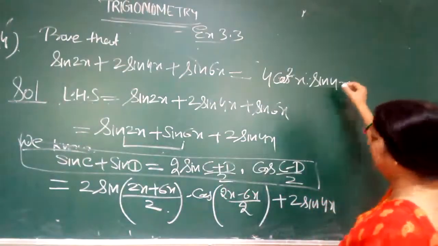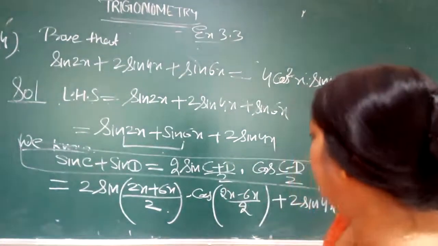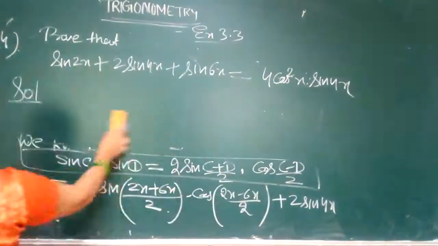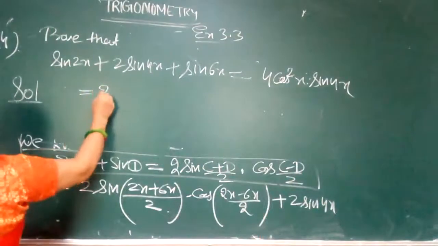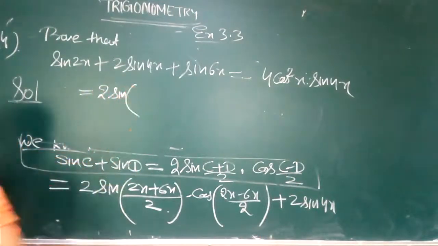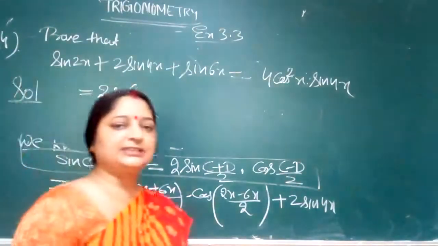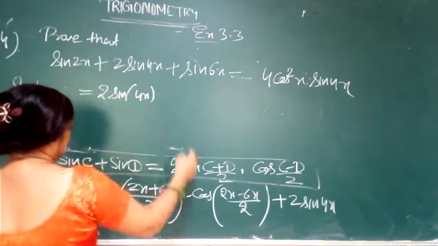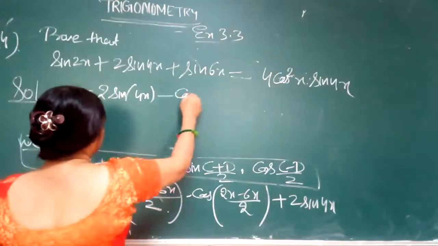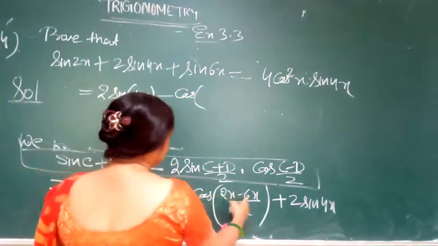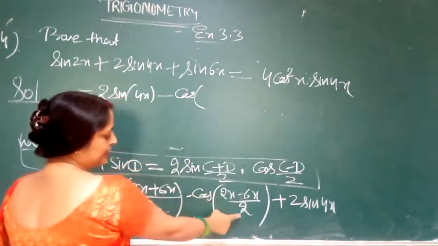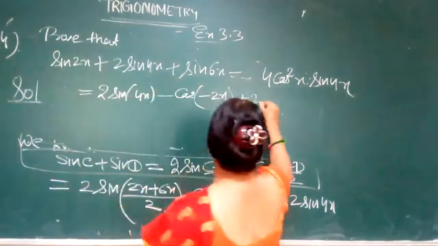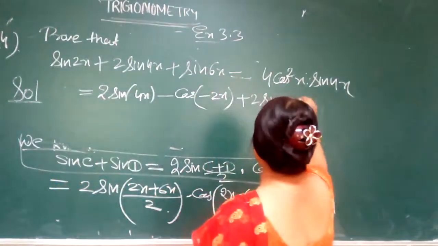After this step it will come 2 sine, yes, 6x plus 2x, that is 8x upon 2, it will come here 4x. And after that minus cos 2x minus 6x minus 4x upon 2, that is minus 2x, plus 2 sine 4x.